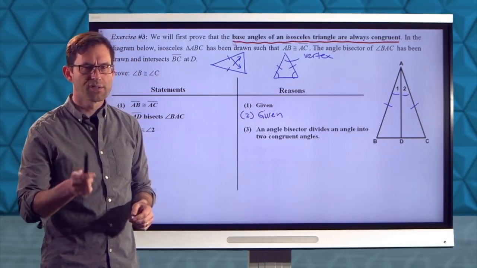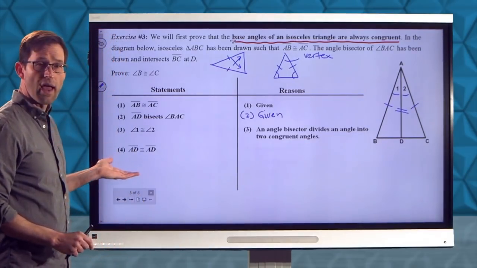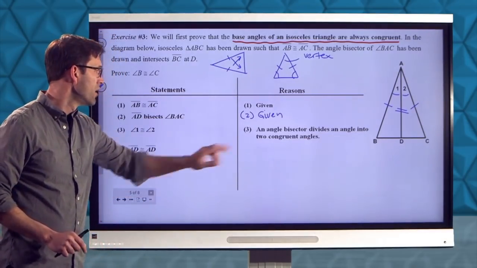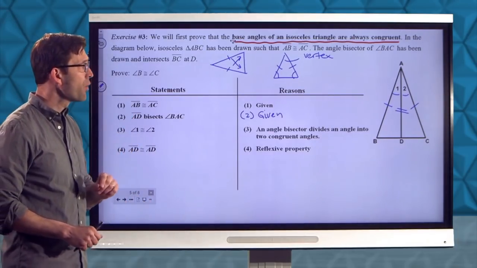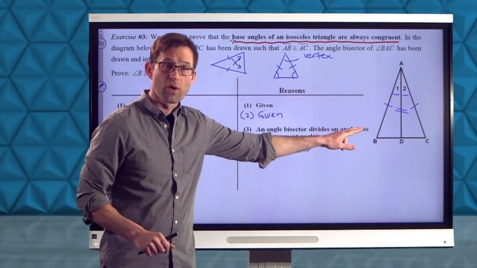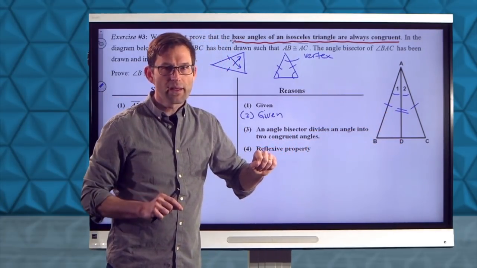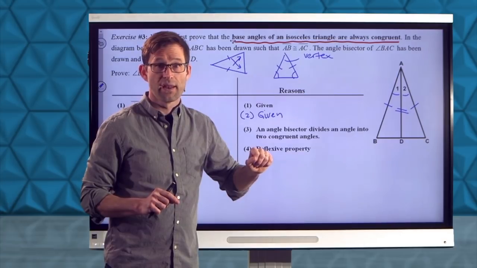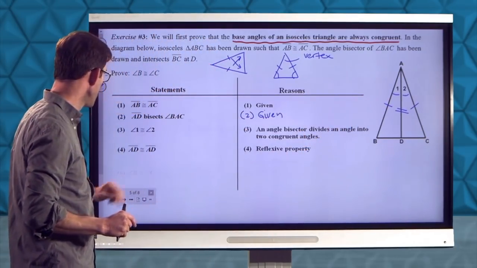Look for shared sides. So in this situation, what we know is that AD is congruent to itself. AD is congruent to AD. Why? That's the reflexive property. And that's now enough to conclude that this triangle is congruent to this one, not by angle, angle, side, not by angle, side, angle, but by side, angle, side, right?